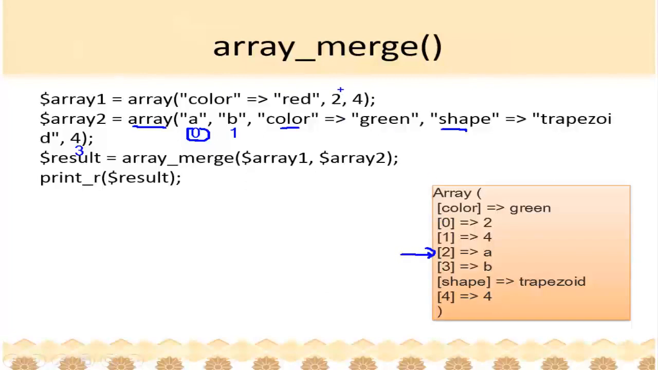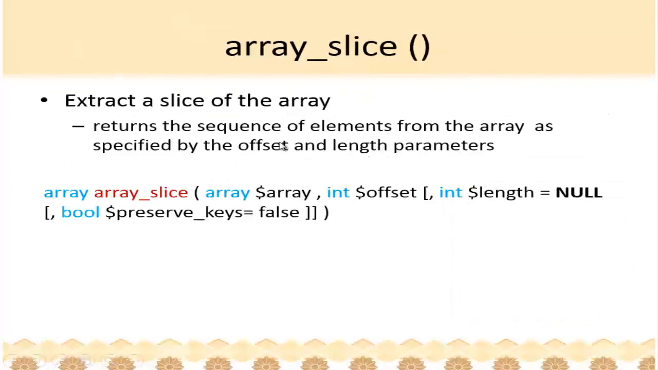These two will take the first indices. After that, 2 will come. After that, 3 will come. Then 4 will come. Okay. So if the two keys are repeated, the second one will override the first one. If the key is not repeated, it's not going to override it. The things will remain the same.